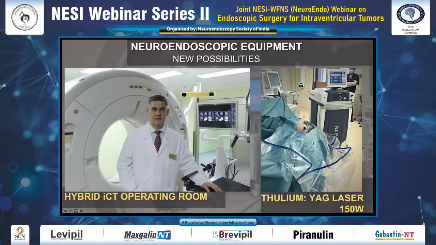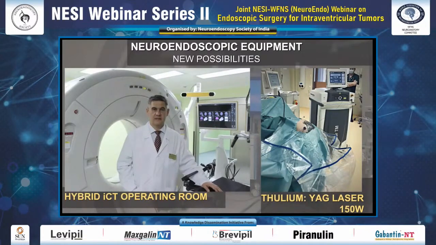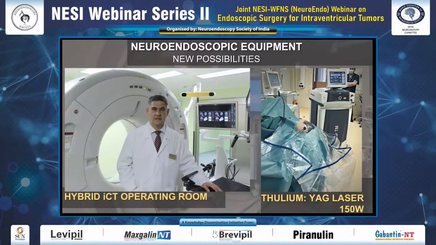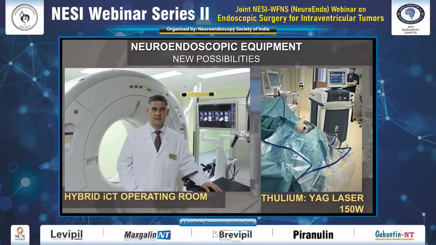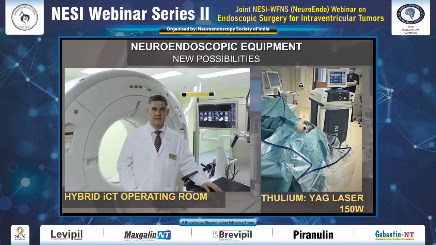Another great option now is the laser. We use a thulium laser. This is a laser with improved characteristics for hemostasis, coagulation, and so on.